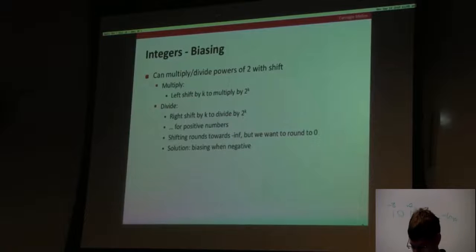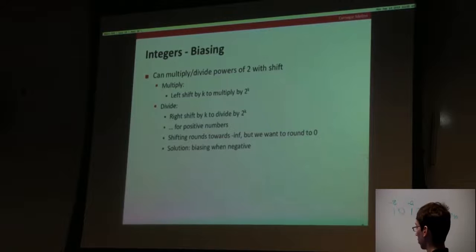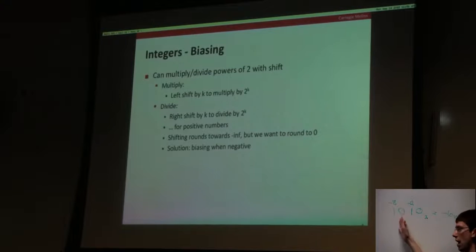Say we want to divide -6 by 4. So we want to divide this by 4, and we're going to try doing that by just shifting to the right by 2, because 4 is 2 to the 2. So what do we get? There are 2 types of shifts that we can do, logical and arithmetic. When we do a logical right shift, you just pad with zeros, and that can be used to divide unsigned numbers.